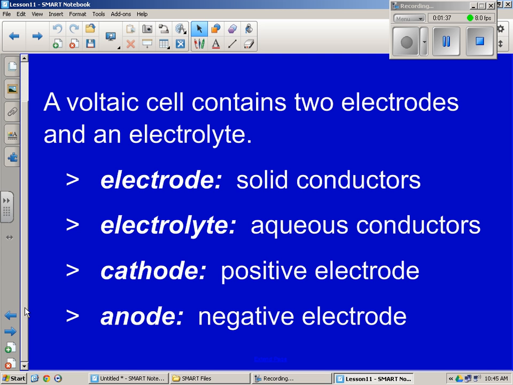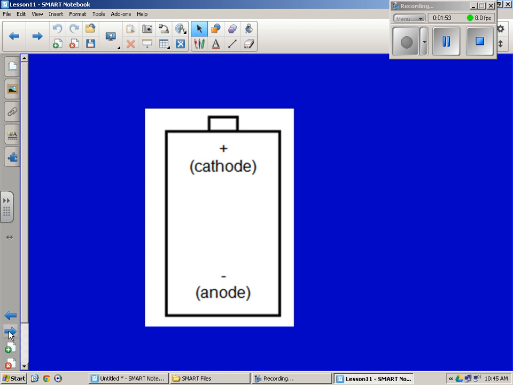The cathode is the positive electrode, okay? So the cathode is something we call the positive electrode, and the anode, of course, is the negative electrode. You have the positive terminal and the negative terminal on your battery. That's called the cathode and the anode, all right?